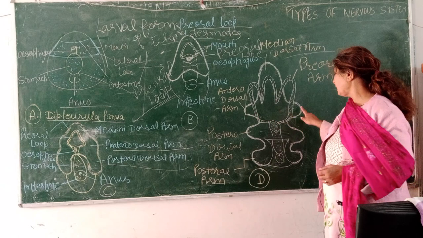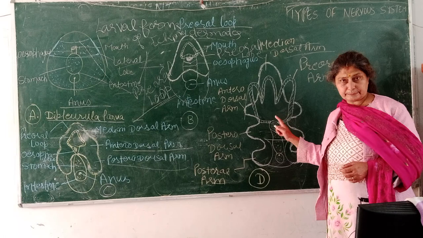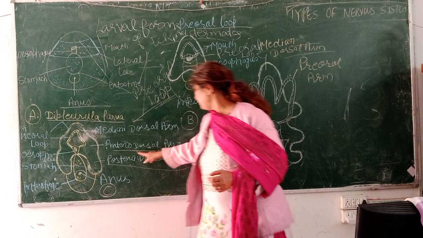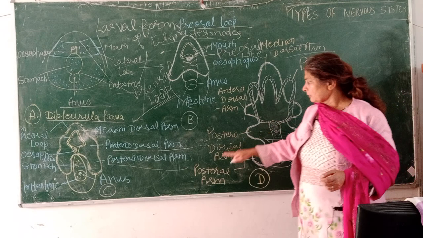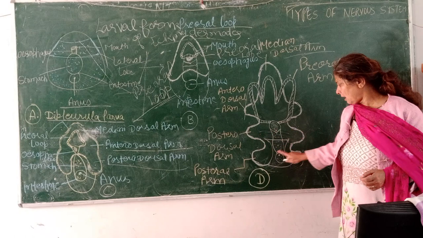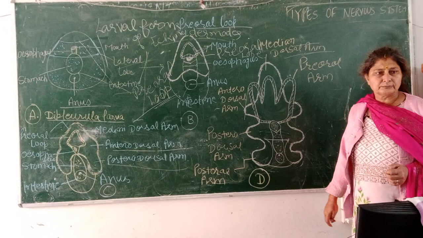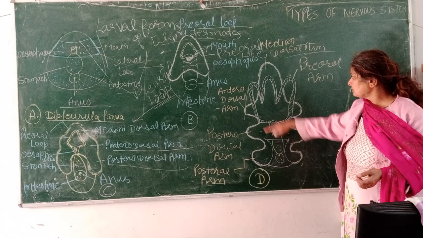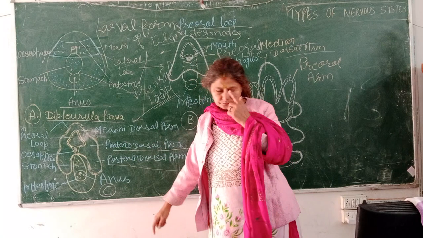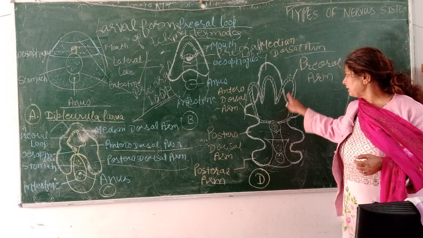Children, this is comparatively difficult, so stay confined to this chapter and these diagrams. Look, this is the anterior dorsal arm. There is development of the anterior dorsal arm. There is the posterior dorsal arm. And these two are the posterior arms, or you can call them the lateral arms. Clear? This is the development of this outer loop. In the center, that is also divided into three arms.